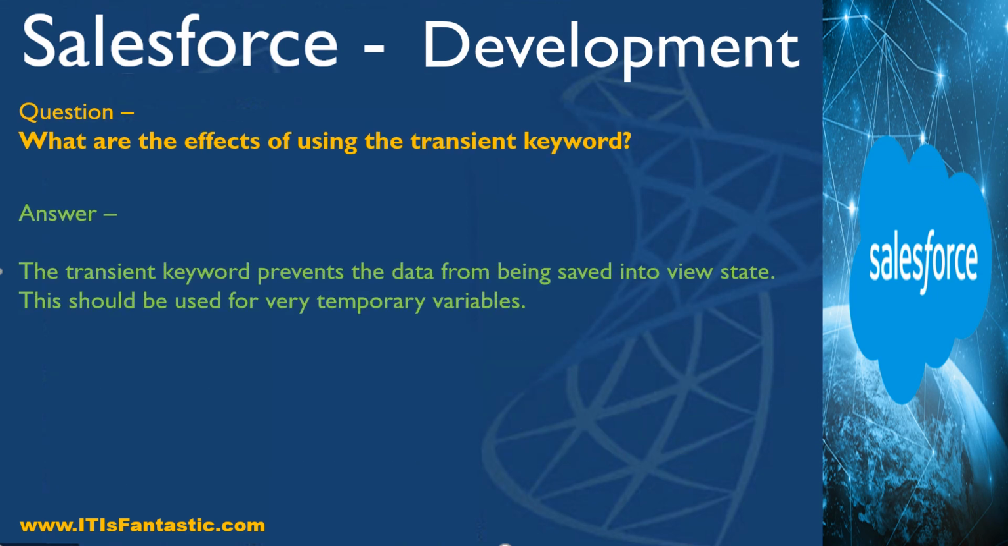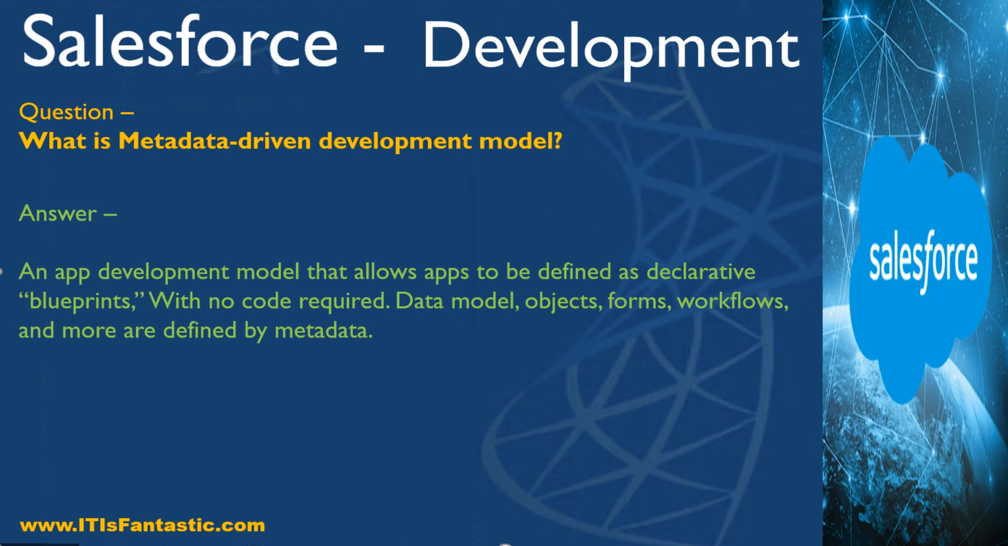What are the effects of using the transient keyword? The transient keyword prevents the data from being saved into view state. This should be used for very temporary variables. What is the metadata-driven development model? An app development model that allows apps to be defined as declarative blueprints with no code required.